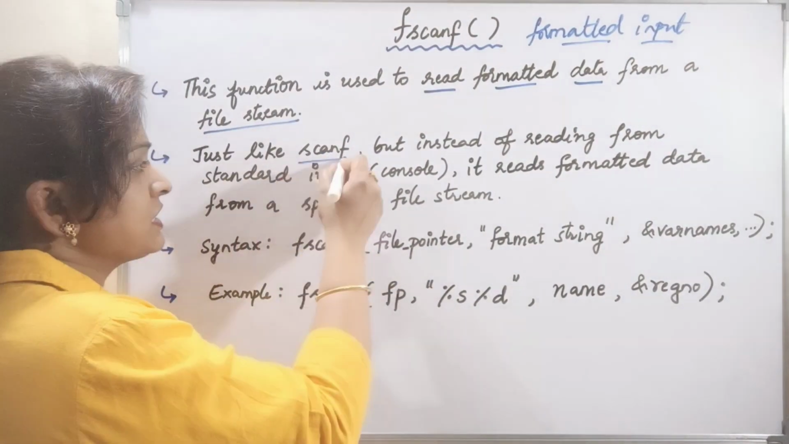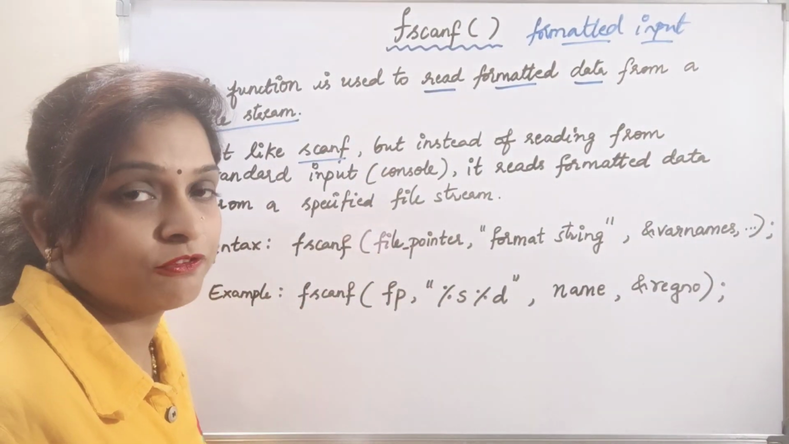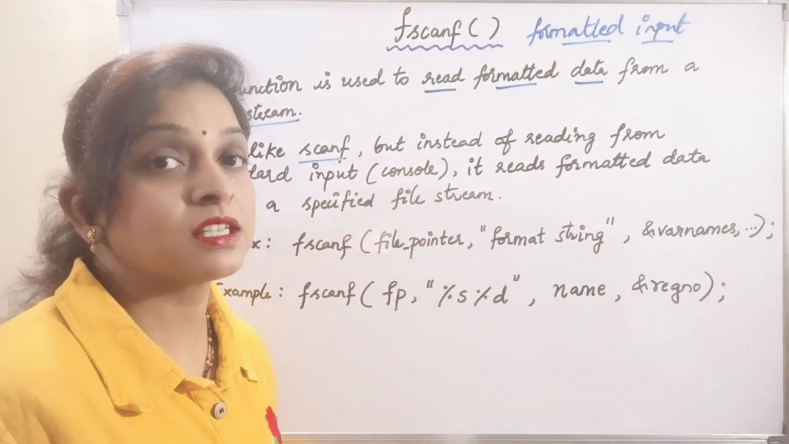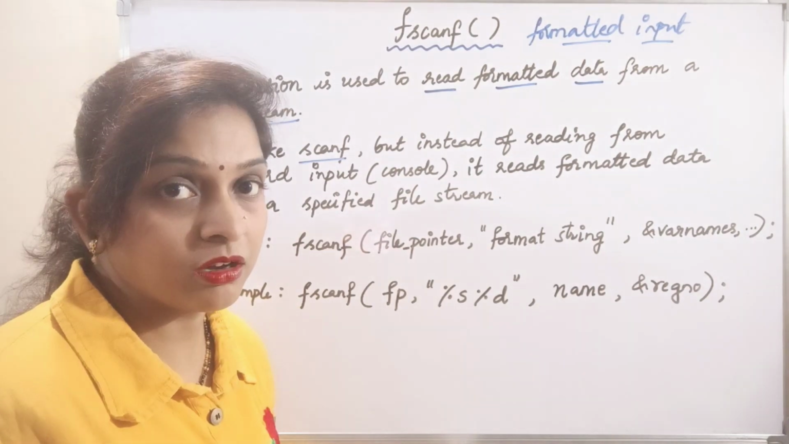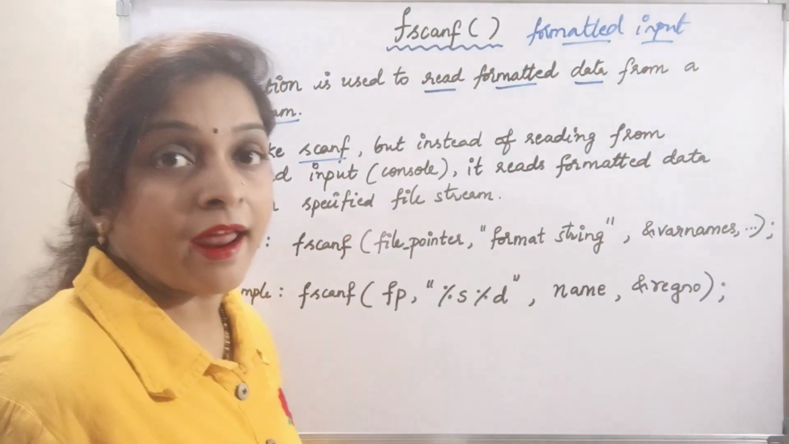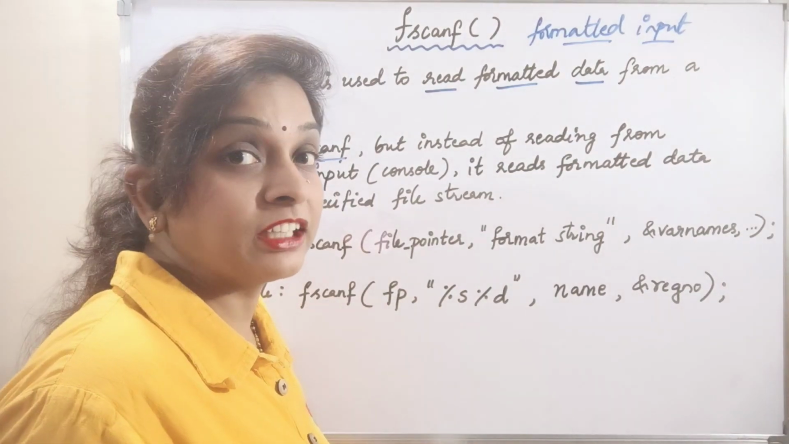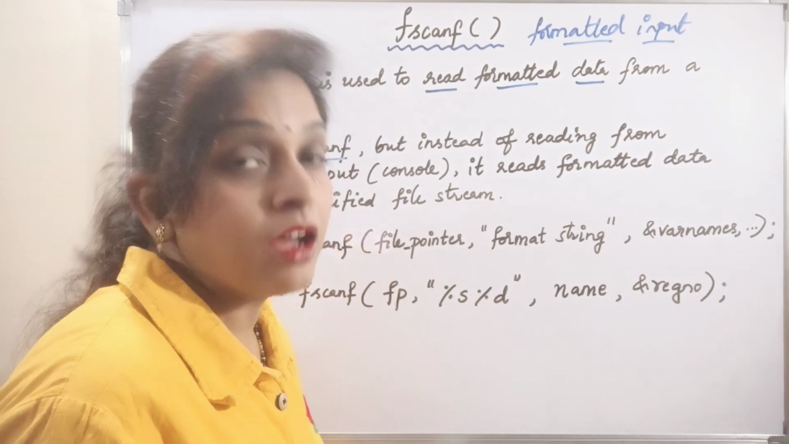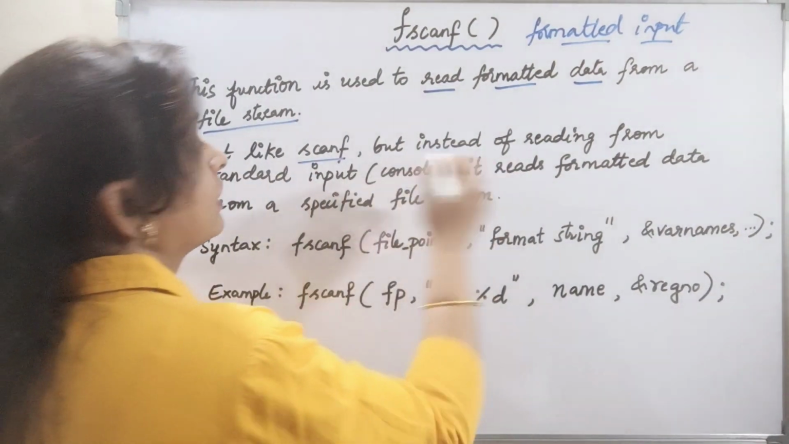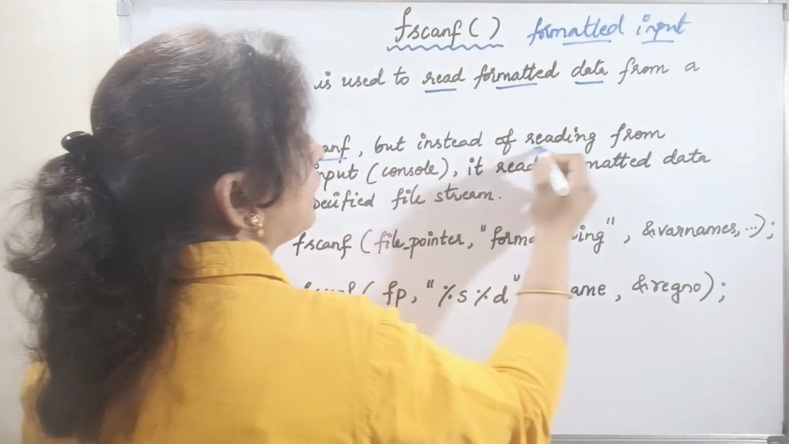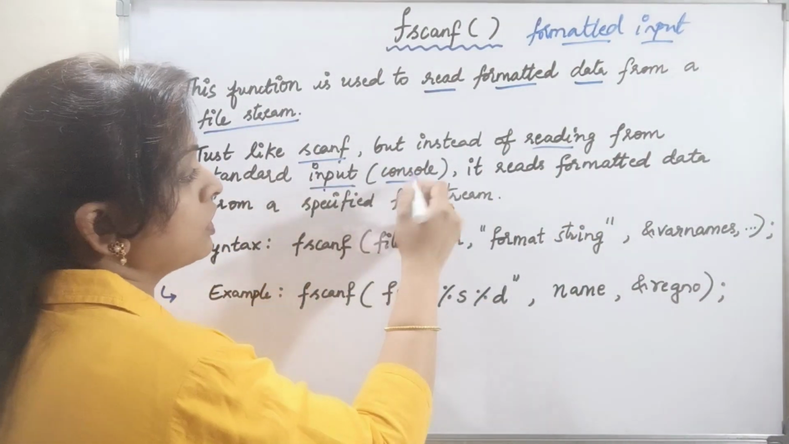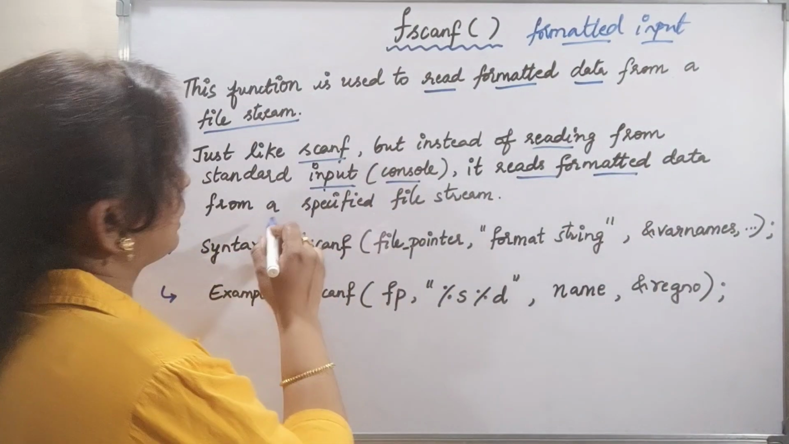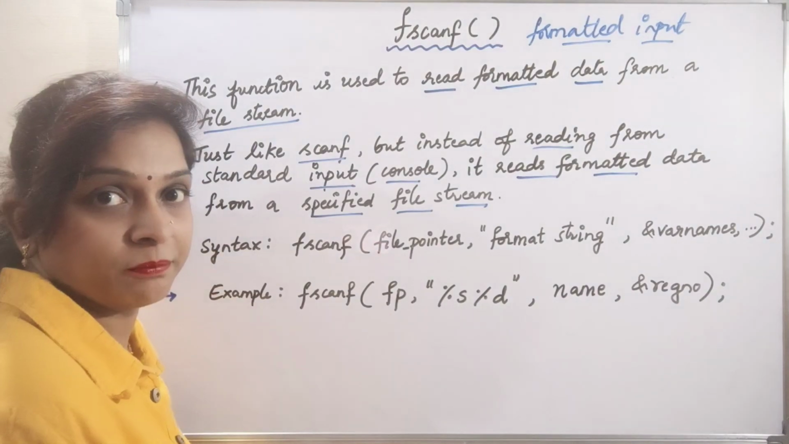And it is just like scanf, like how we use scanf to get the data from the standard input, that is the console, that is the keyboard. But this formatted scanf, fscanf, will not read the data from the console, it will fetch the data from the file. Instead of reading from the standard input, it is going to read formatted data from the specified file stream.